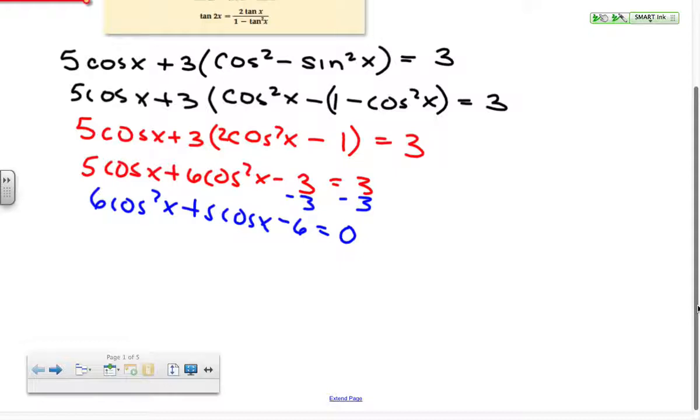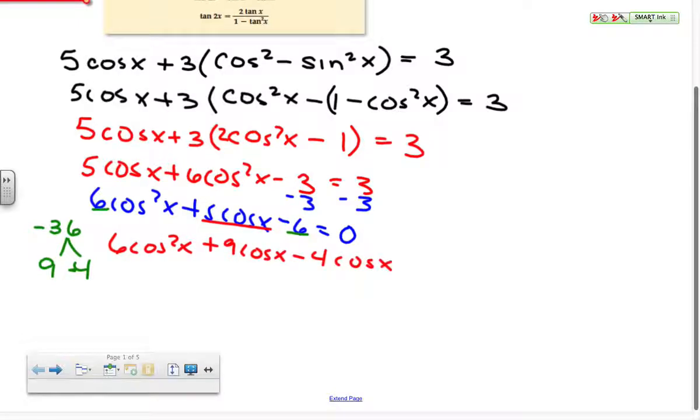So when I factor, I'm going to multiply a and c together. If you do factor a different way, use your own method. You don't have to do this. Negative 36, and I say, okay, what factors of negative 36 will add together to give me positive 5? Well, a 9 and a 4. I want a positive 5, so the 4 must be negative. So I'm going to rewrite this in 4 parts so that I can group. 6 cosine squared x doesn't get touched. The 5 cosine x is now going to be split into plus 9 cosine x minus 4 cosine x. That became 2 pieces. Minus 6 stays the same, equals 0.